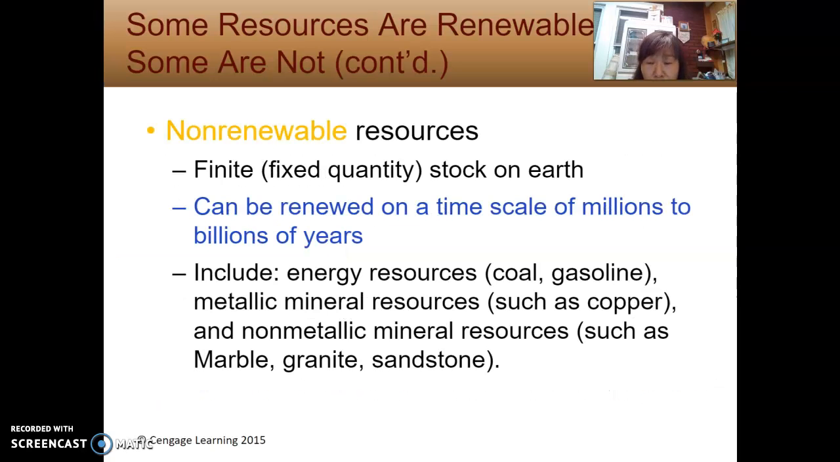And the non-renewable resource, they are finite, meaning they have a fixed quantity stock on Earth. They can be renewed on a time scale of millions to billions of years. That means for us, it's gone, right? So this one including energy resources such as coal, gasoline, and then metallic mineral resources such as copper and non-metallic mineral resources such as marble, granite, sandstone. We use this all the time.